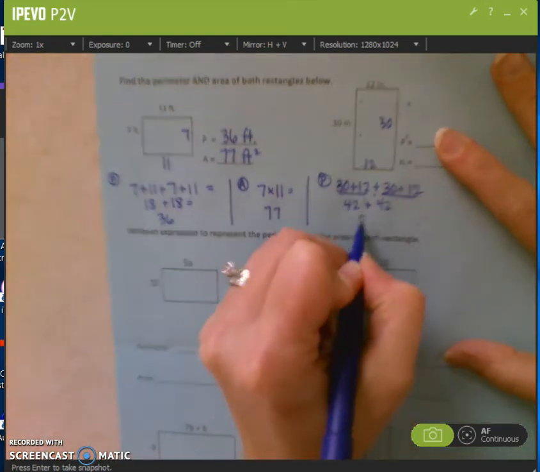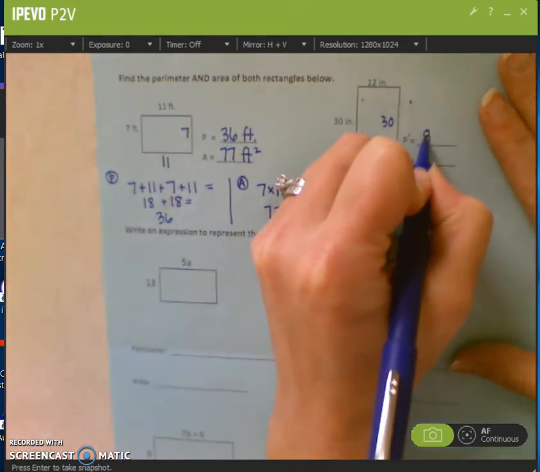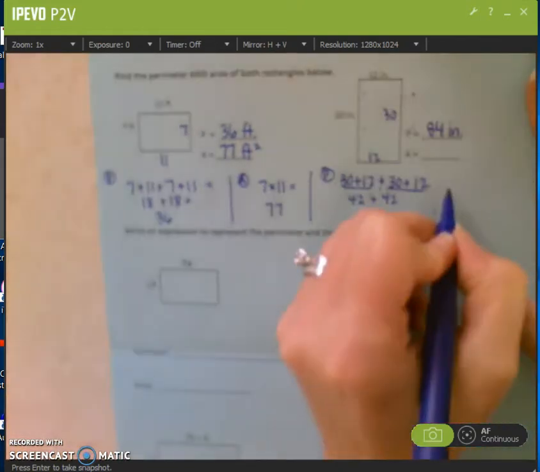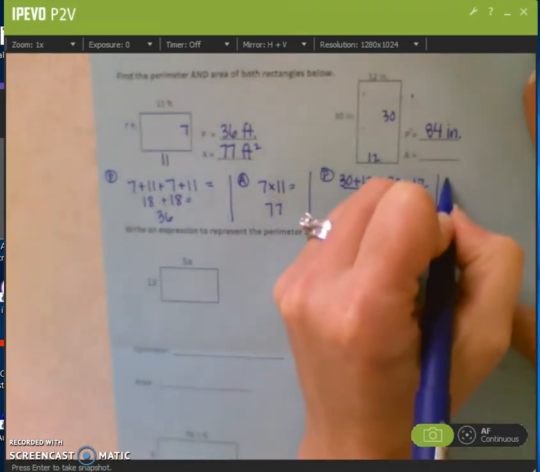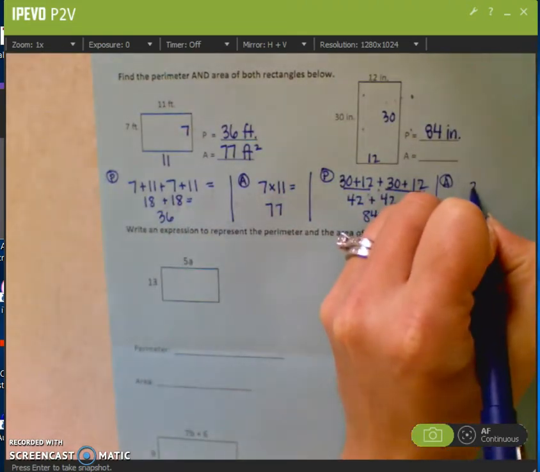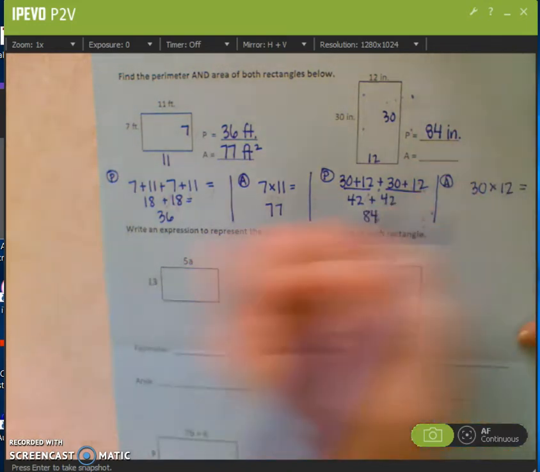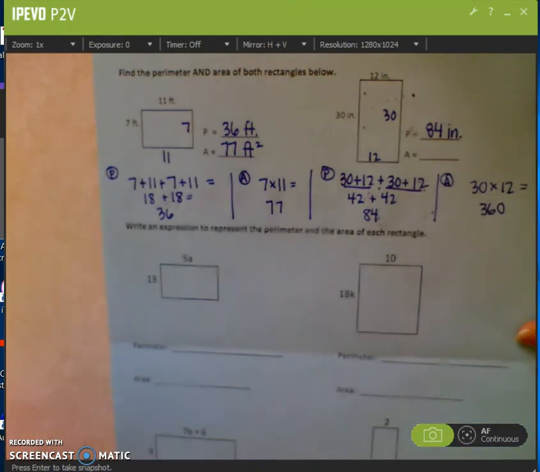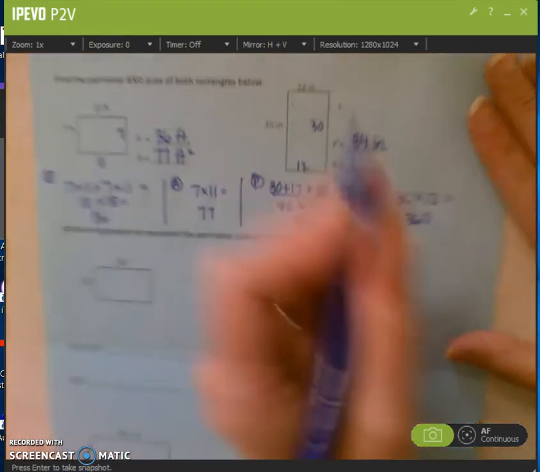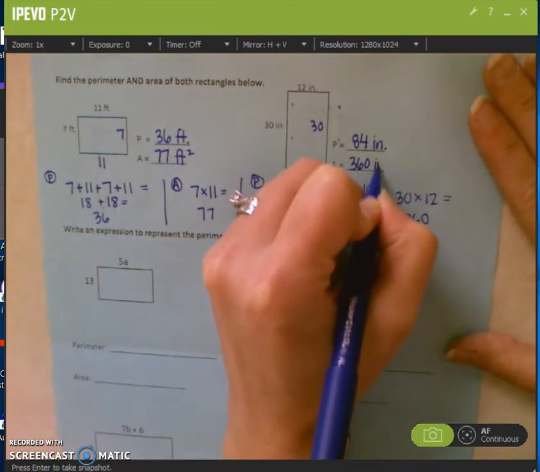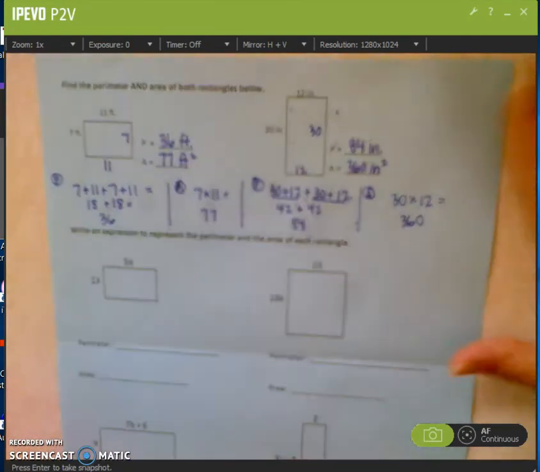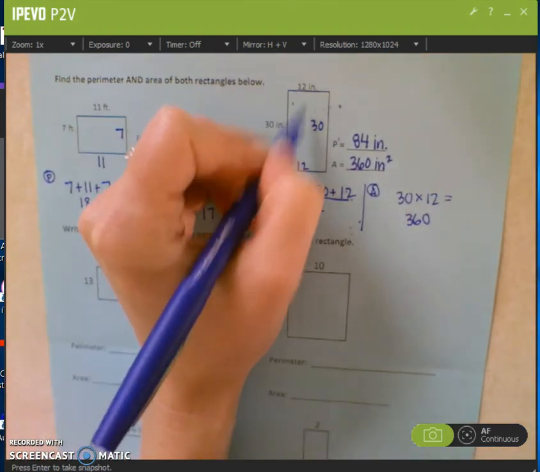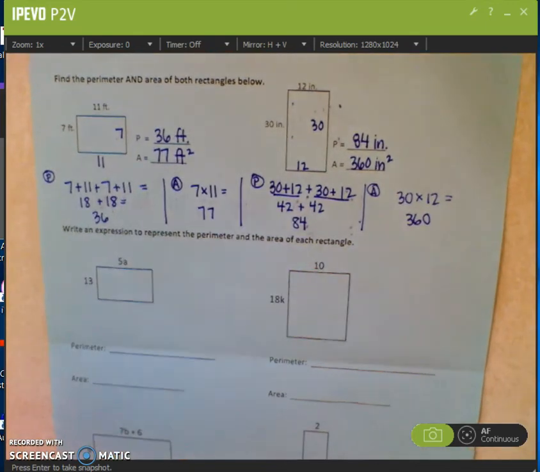And then 42 and 42 is 84. So my perimeter here is 84. My label is inches because we've got a length we're measuring. It's 84 inches around the perimeter, or around the outside. And then my area, I'm doing length times width, 30 times 12. And I know that 3 times 12 is 36, and because there's a 0, I can just add a 0 to my answer. So I have 360 as my area. And then I label inches squared, area, square area. I square my label when we're talking about areas because the area is talking about 360 square inches in the middle of that rectangle. So like I said, this should be a quick review.